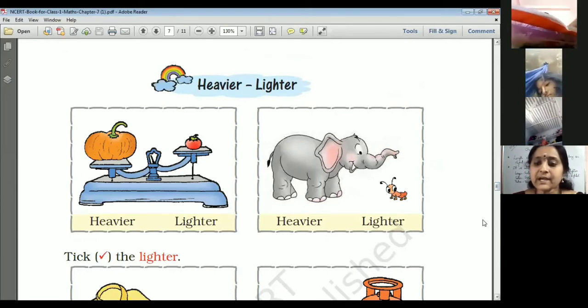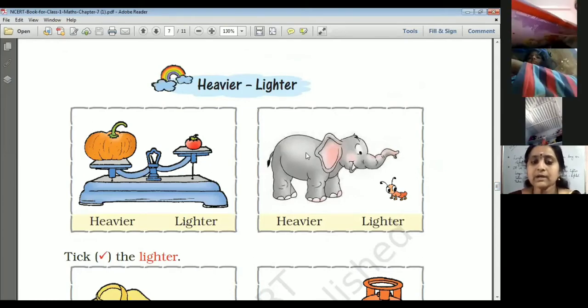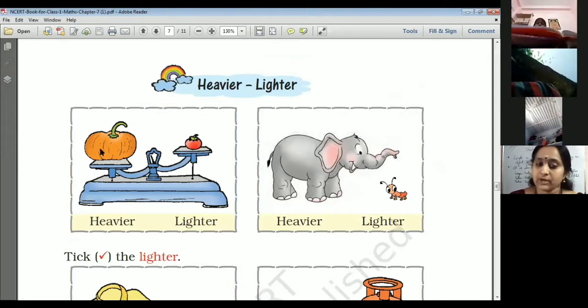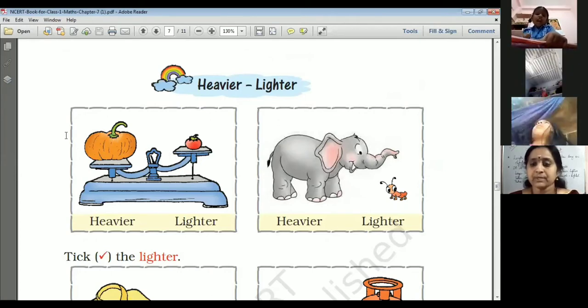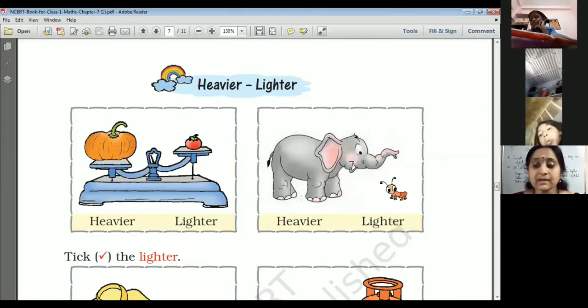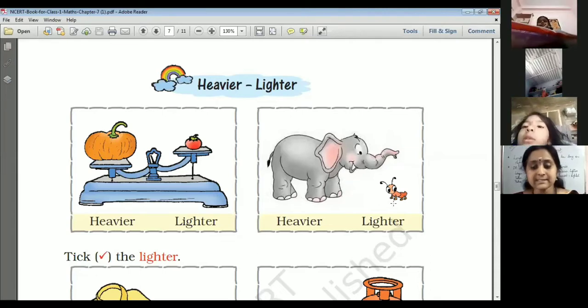Heavier, lighter. Here we have two objects. One is a pumpkin and another one is a tomato. In these two objects, which one is heavier and which one is lighter? The weight of the pumpkin is more than the tomato. So the heavier object is the pumpkin and the lighter object is the tomato. And here you have an elephant and an ant. In these two, which one is heavier? Yes, the elephant is heavier and the ant is lighter.